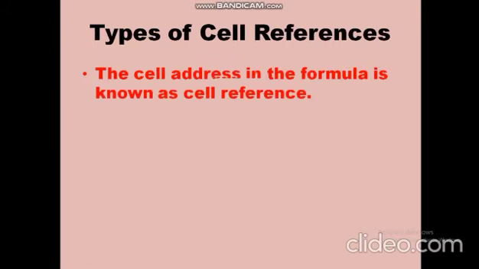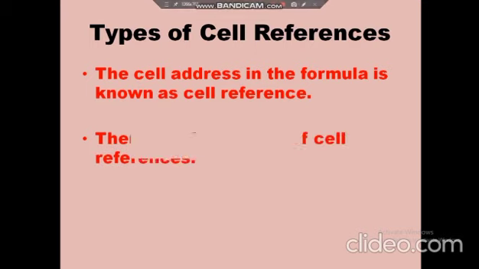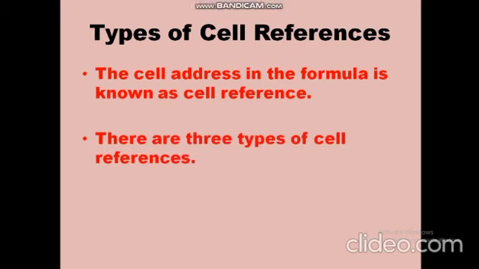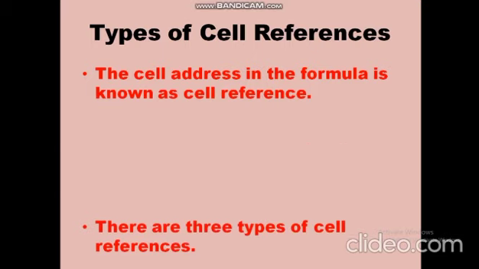Today I am going to tell you about the types of cell references. The cell address in the formula bar is known as the cell reference. Cell address means, suppose I have written here in a formula A1 multiply B1. So A1 and B1 are the cell addresses, meaning column A row 1 and column B row 1. This cell address is known as the cell reference. There are three types of cell references.